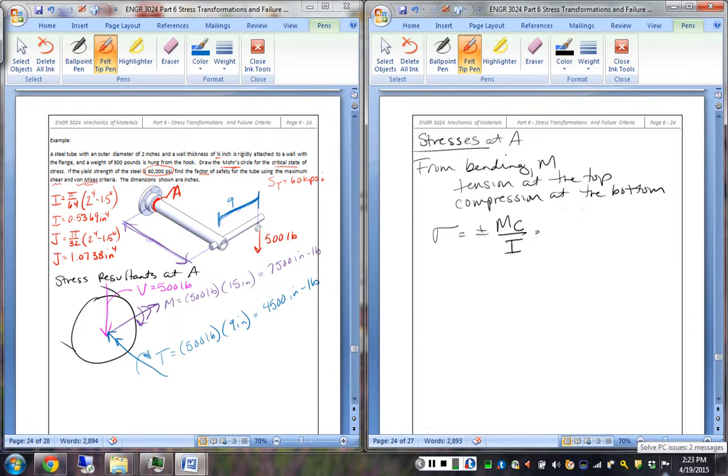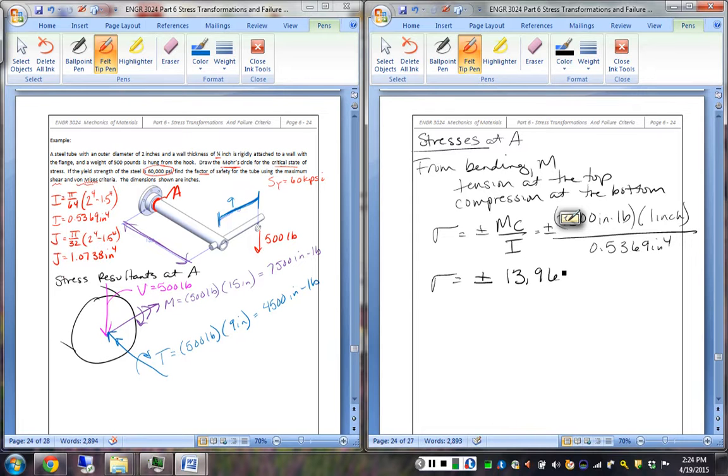We figured out that the bending moment magnitude is 7,500 inch-pounds. The distance from the neutral axis of the structure to the top, we know that it's a 2-inch outer diameter, so it's a 1-inch distance, and we figured out our moment of inertia earlier, 0.5369 inches to the fourth. So we have a plus or minus 13,969 psi normal stress from bending.